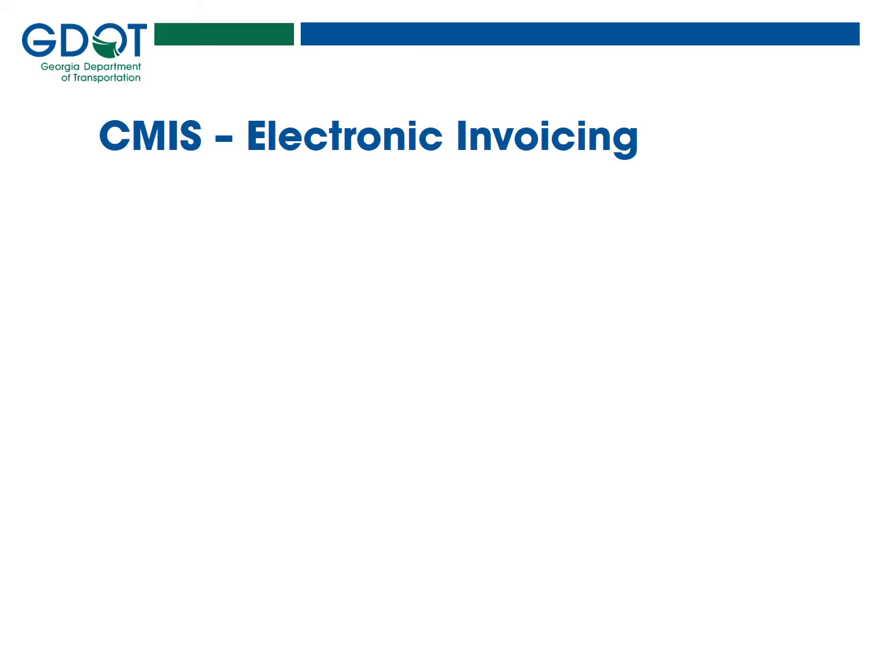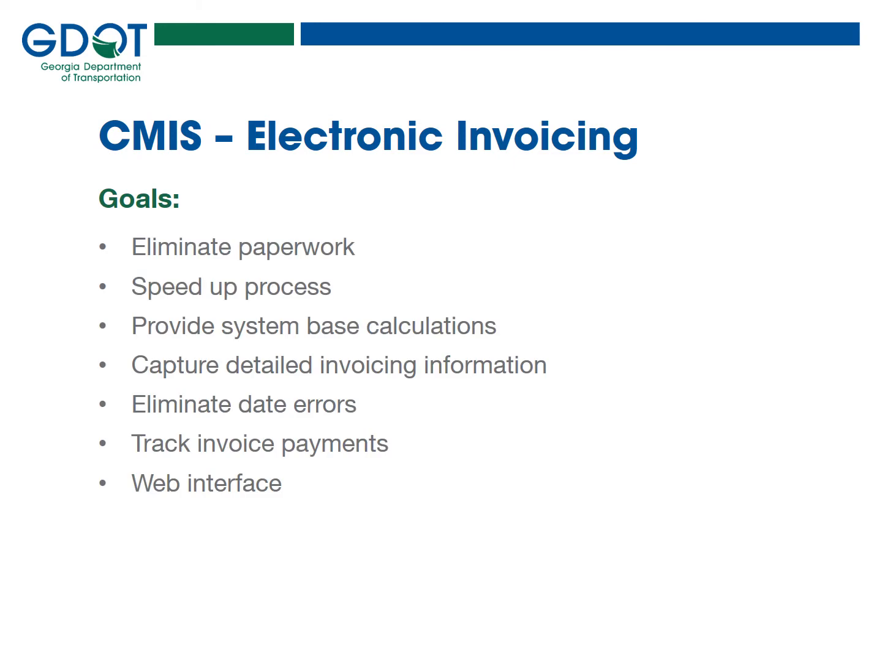CMIS electronic invoicing. A few goals the department would like to achieve while using CMIS are to eliminate the amount of paperwork that we currently have with our invoicing process. We would like to speed up the payment process to the local sponsors. We would also like to decrease the amount of time it takes for GDOT to review the invoices for a quicker payout. We would like to provide system-based calculations, capture detailed invoicing information, eliminate date errors, and track invoice payments.